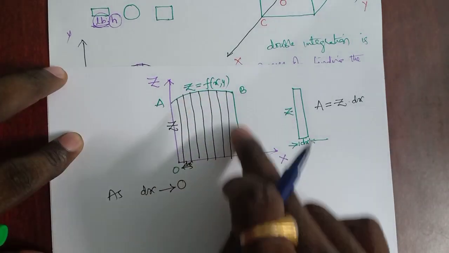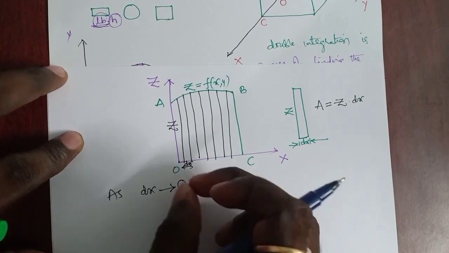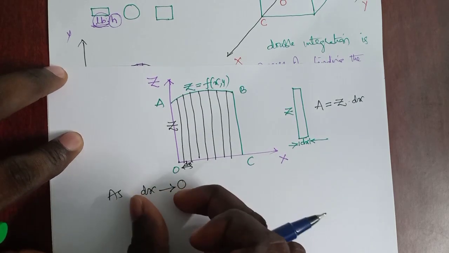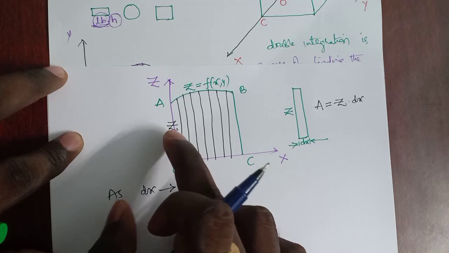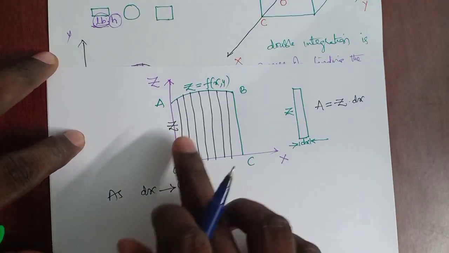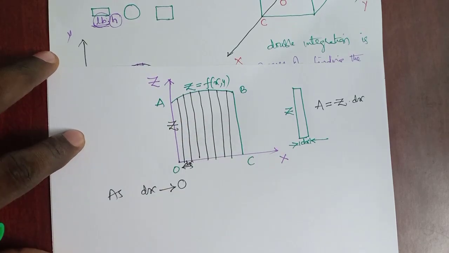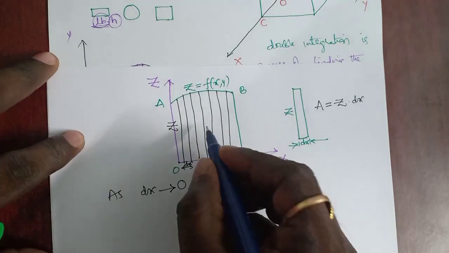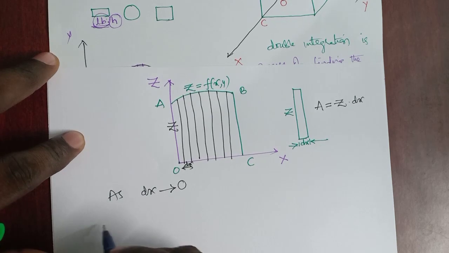As dx is very close to 0, while adding all the rectangular boxes, which gives the area under the surface. Adding means summation, so that I can find the area.